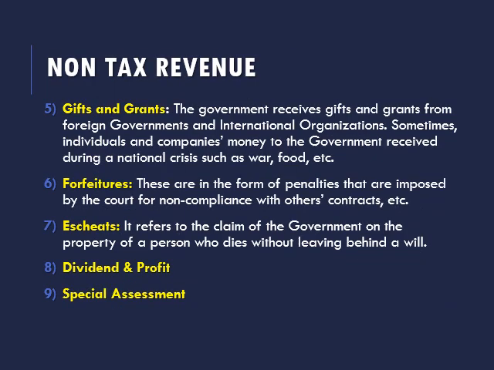There are a few more incomes. Gifts and grants. The government receives gifts and grants from foreign governments, international organizations, sometimes individuals, companies. Money the government receives during a national crisis such as war, flood, like pandemic time. A number of people come up and they donate, they gift money to the government. They deposit their money in the Pradhan Mantri account. So that's called a grant, gifts.